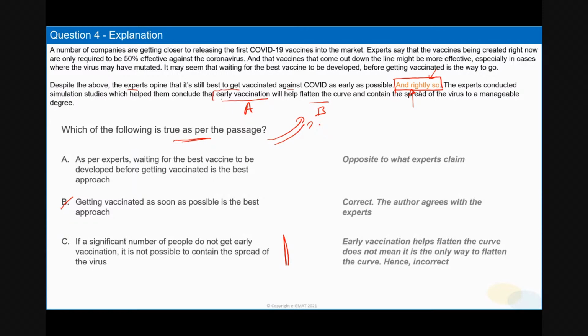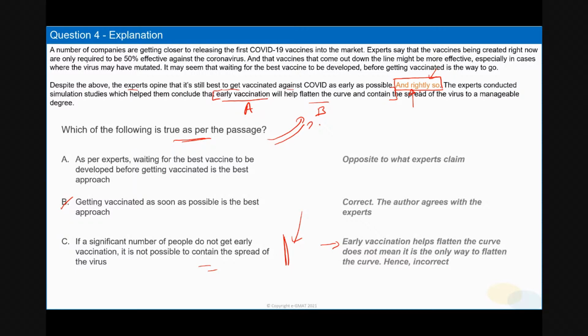So this kind of brings to the point the idea of making inferences. So that's also something that you should start doing typically, though it's not keywords per se. The minute you start making these inferences, you will also be able to attack option choices such as this. The reason why C is incorrect is because all you're given is that early vaccination helps flatten the curve. Does not mean that it's the only way. So how can you say that if people do not get early vaccination, then the curve flattening is not going to happen? You cannot say that, right? Very important to make these kinds of inferences also.